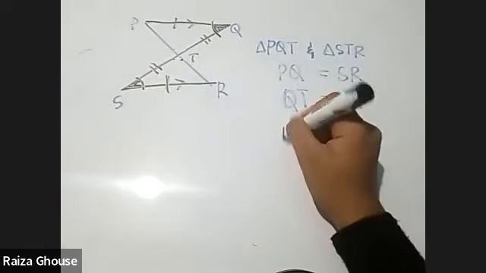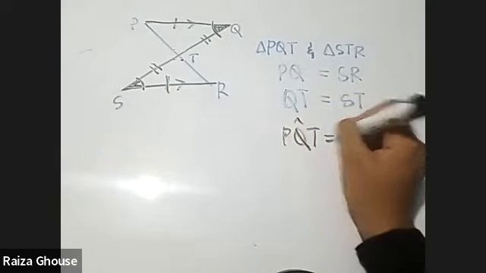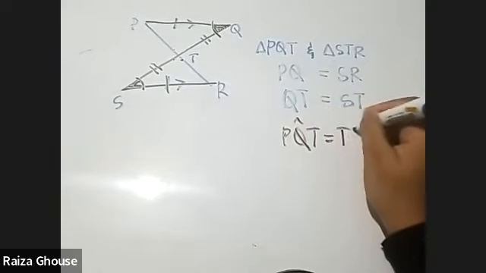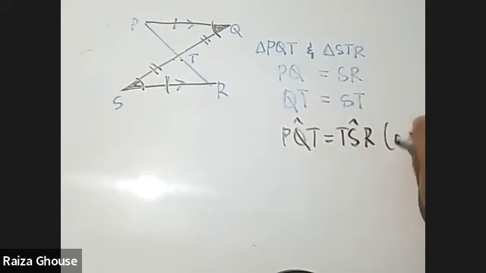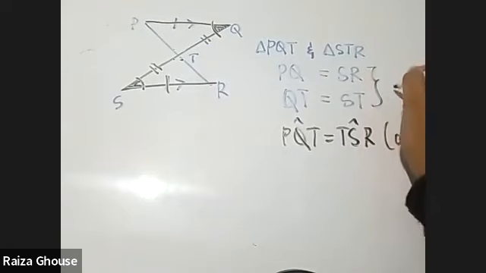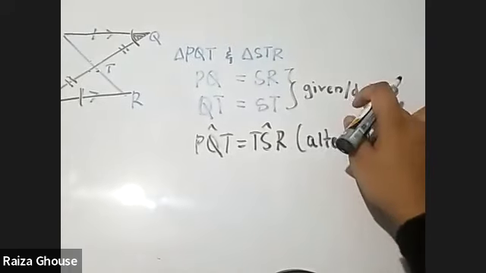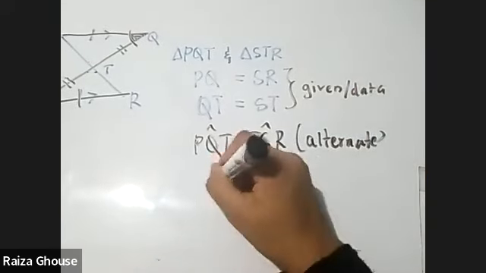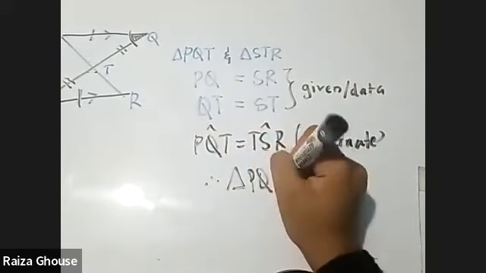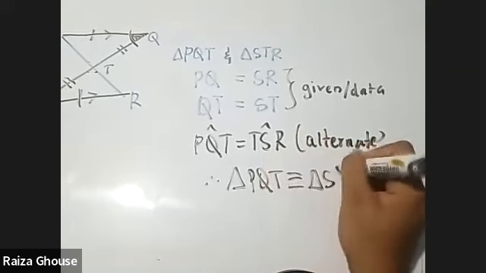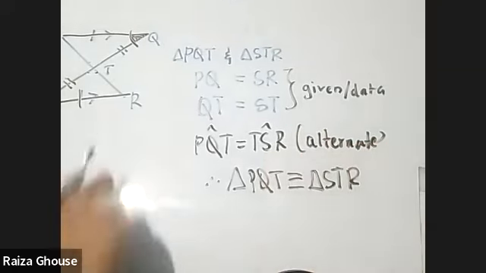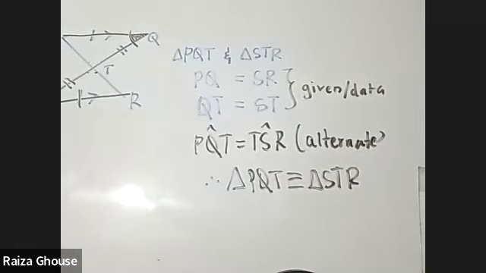So I can write down angle PQT equal to angle TSR. Reason is alternate. You should write down alternate. These reasons, given or data, you can write anything. For those things also, they are giving marks, sometimes in proof questions. Then I can write therefore triangle PQT is congruent to triangle STR, and write down the remaining sides and remaining angles. Please write them down.